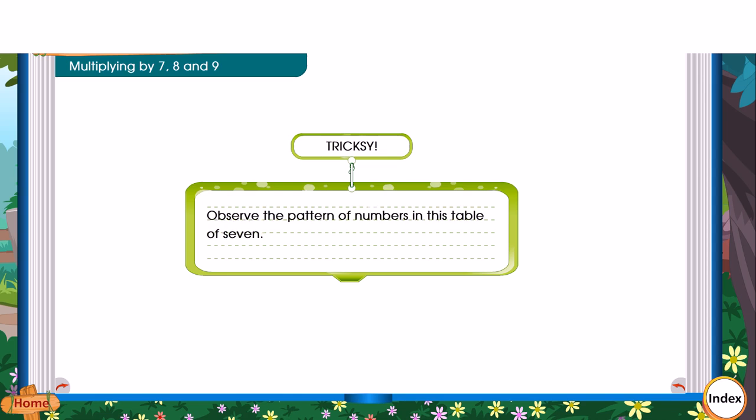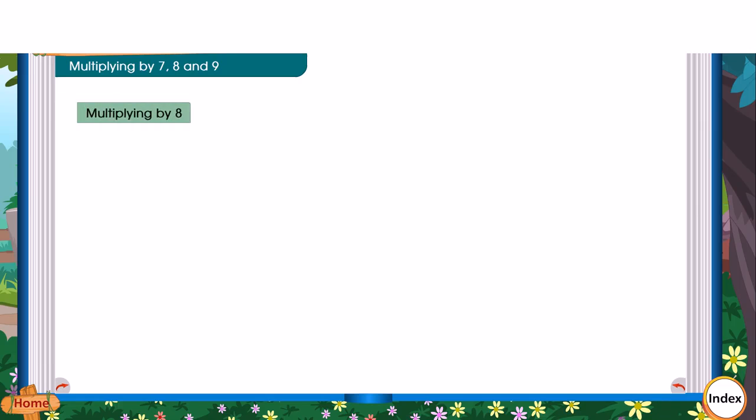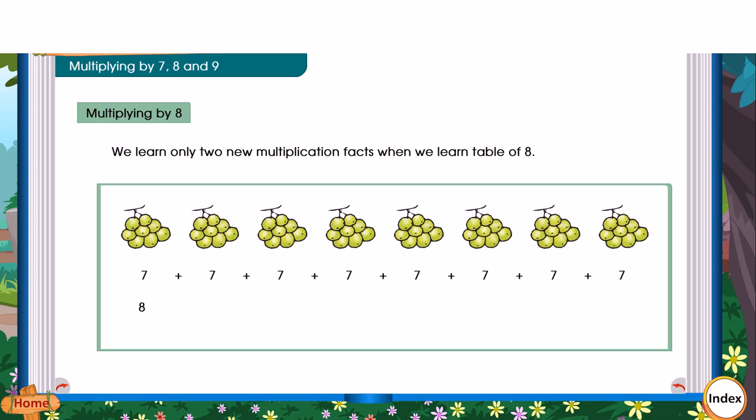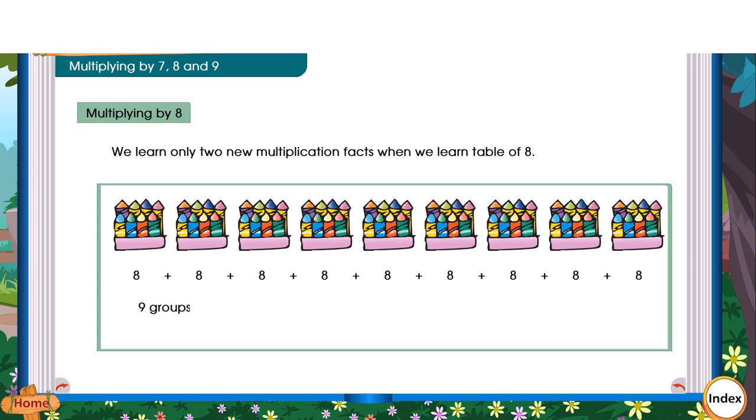Observe the pattern of numbers in this table of 7. Multiplying by 8. We learn only 2 new multiplication facts when we learn table of 8. 8 groups of 8 are 64. 8 into 8 is equal to 64. 9 groups of 8 are 72. 9 into 8 is equal to 72.